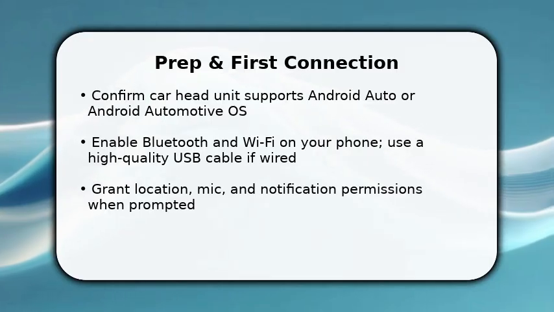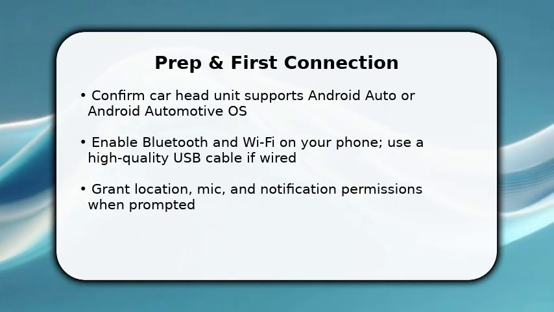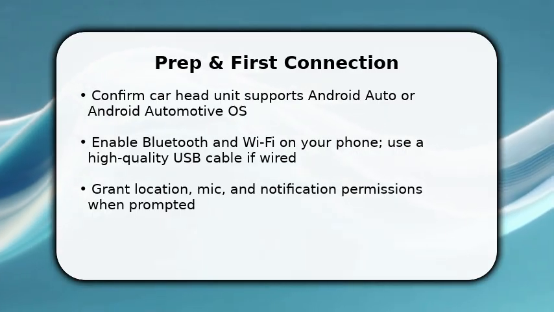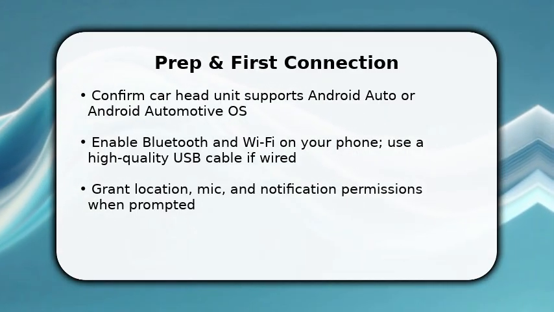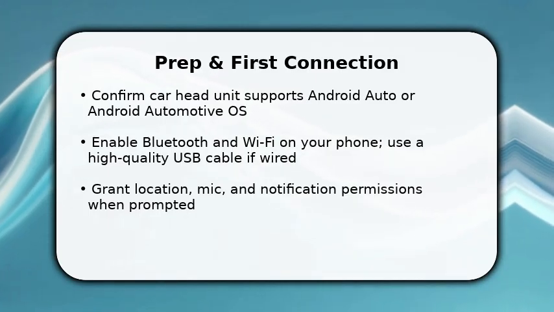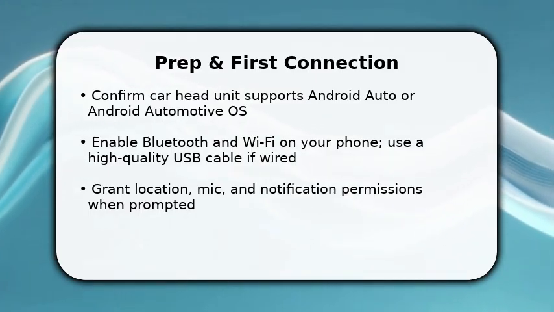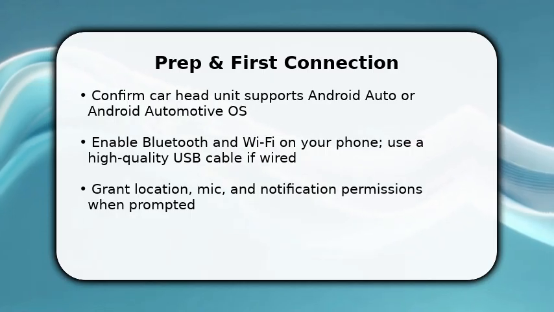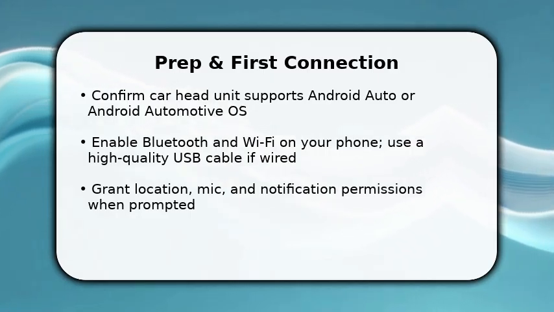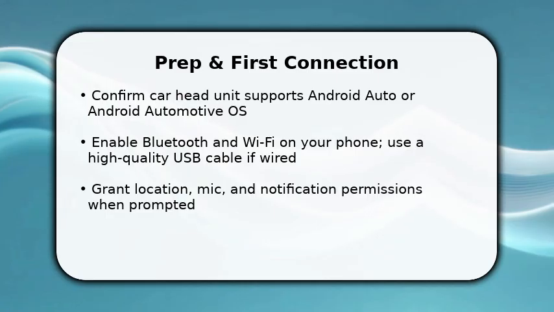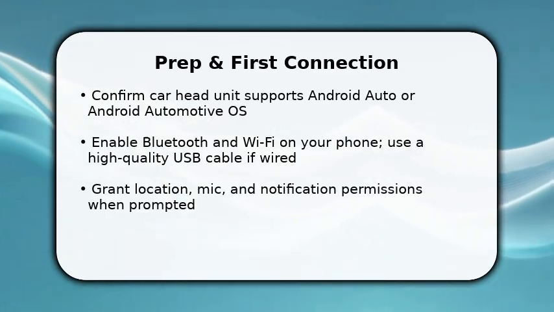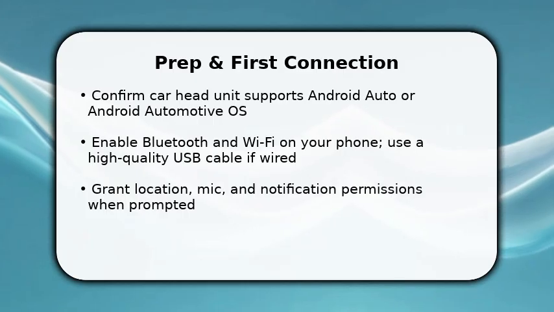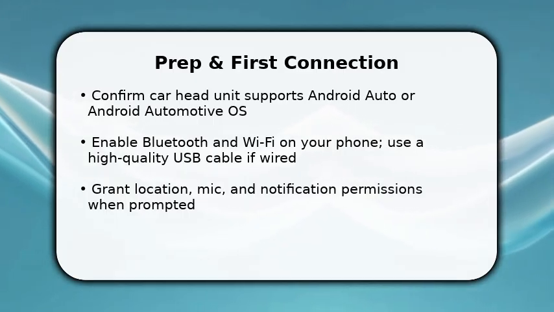You start by confirming compatibility. Check your car's head unit for Android Auto or built-in Android Automotive. Once done, enable Bluetooth and Wi-Fi on your phone and plug a verified USB cable if the car requires wired mode. Make sure to accept permission prompts for location, microphone, and notifications so apps can work. If a pairing code appears, compare digits and accept. This gets your device recognized.